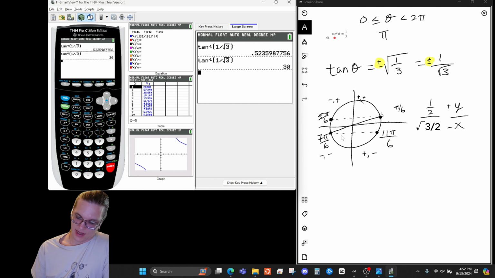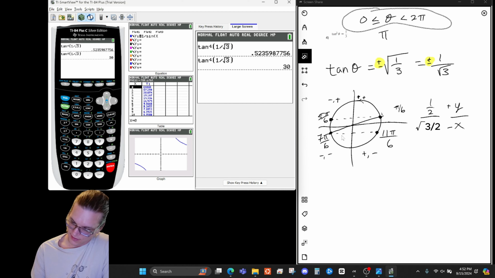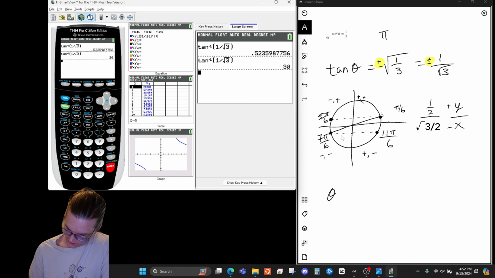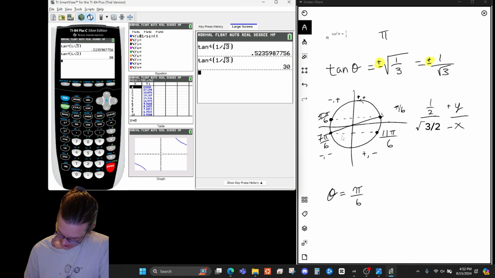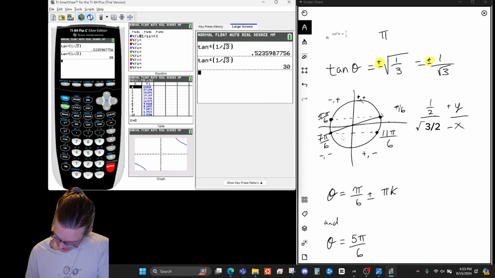But once again, we have no conditions given. So we want to write it in the form of infinite solutions, meaning theta is going to equal pi/6 plus or minus pi times k, and theta is going to equal, the first time our negative value occurs, because the answer here is negative 1/√3, since it's a negative x and a positive y, the first time our negative one occurs is at 5 pi/6 plus or minus pi times k.